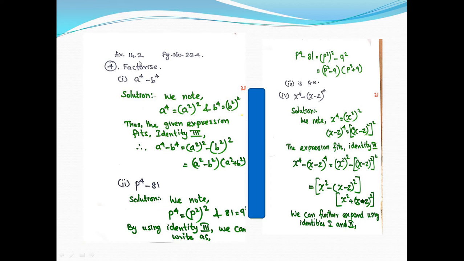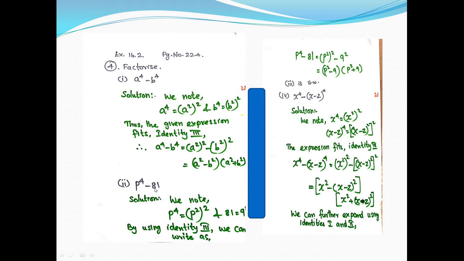So, in exercise number 14.2, page number 224, we are in subdivision number 4, factorize. In that subdivision, the first one is a to the power 4 minus b to the power 4. The solution for this is, we note that a to the power 4 can be written as a square to the whole square. And b to the power 4 can be written as b square to the whole square. Thus, the given expression fits the identity number 3. So we can rewrite it as, therefore, a to the power 4 minus b to the power 4 equals a square to the whole square minus b square to the whole square. So the solution will be a square minus b square multiplied by a square plus b square by using the identity number 3.